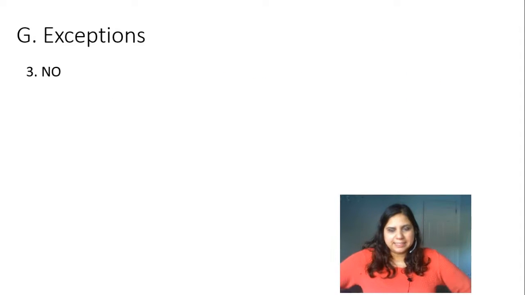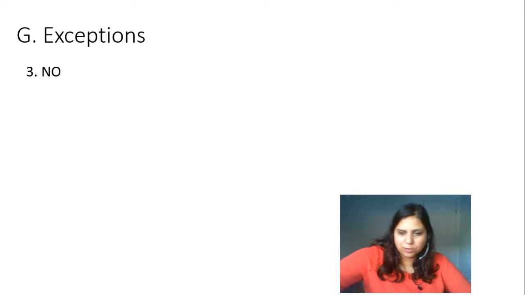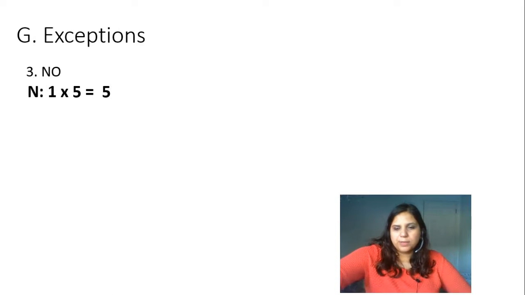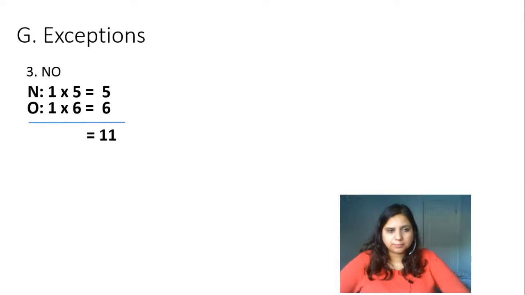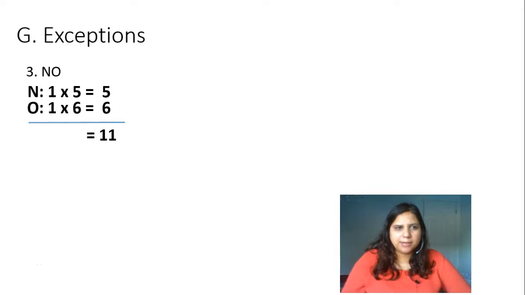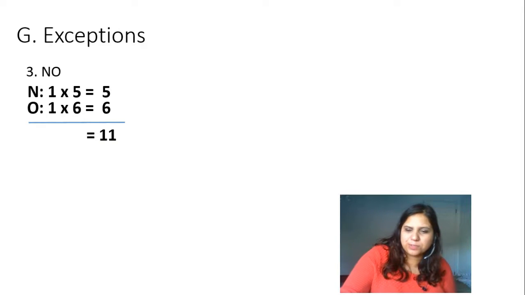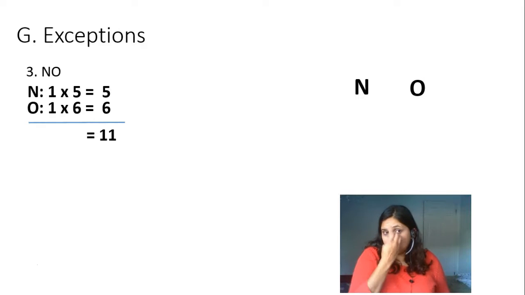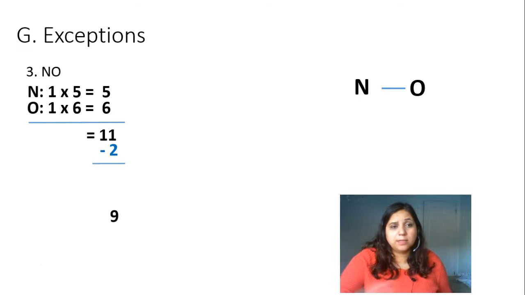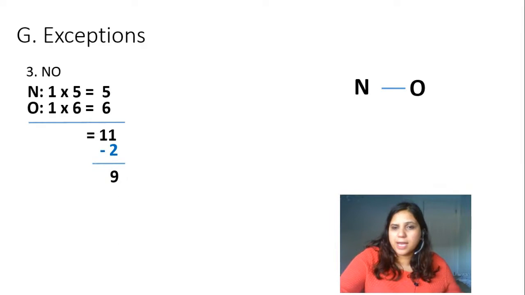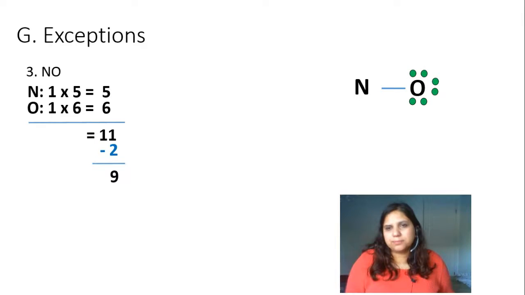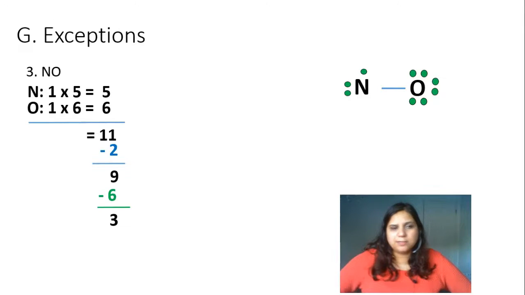All right, last exception, and that is NO. So we have nitrogen, and we have oxygen, and it adds up to 11. Central atom? Well, this is NO, so there's no central atom. We just put them together. So NO. Okay, we draw a single bond. It takes up 2 electrons, leaving me with 9. So I'm going to just start filling them on the oxygen. All right, that's 6. And that leaves me with 3 left over.